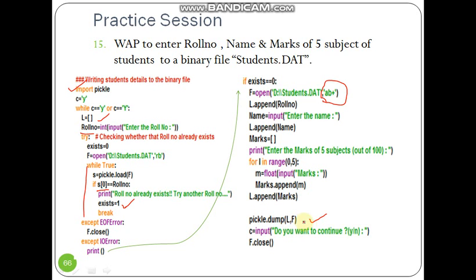So the student detail is now in the file. Then we are asking, do you want to continue, yes or no? If we enter yes, then it comes to this while loop again, so it is indented to this area. Again the same process, the same checking will happen, and it will continue entering the students' details if you want to continue. If y is not entered, the loop will stop, and the program ends.